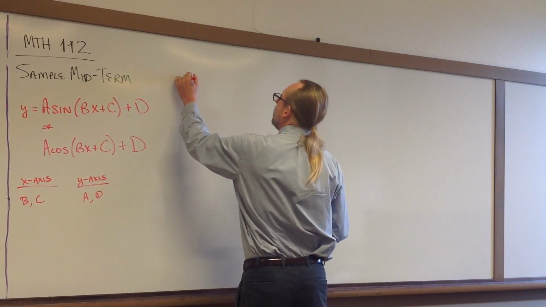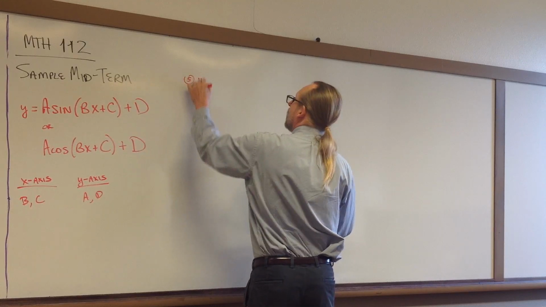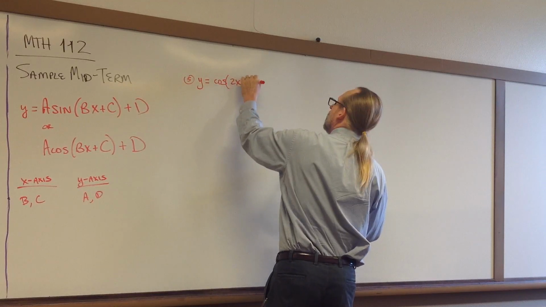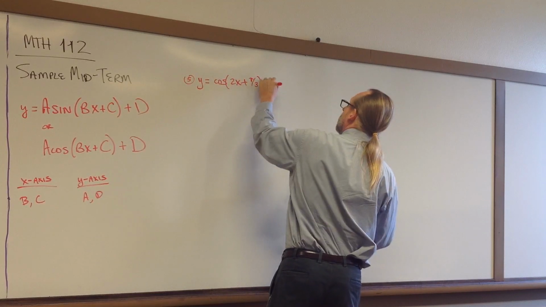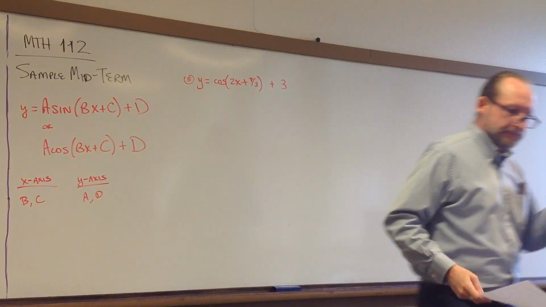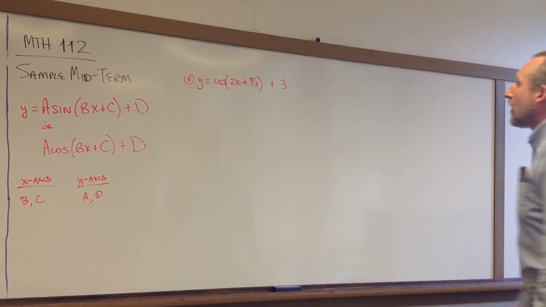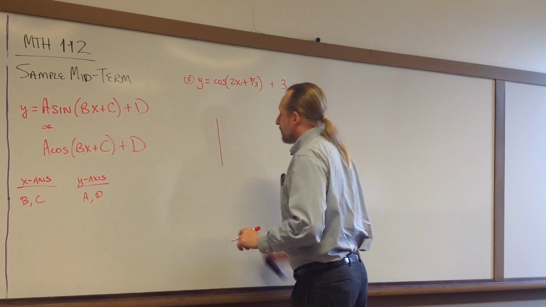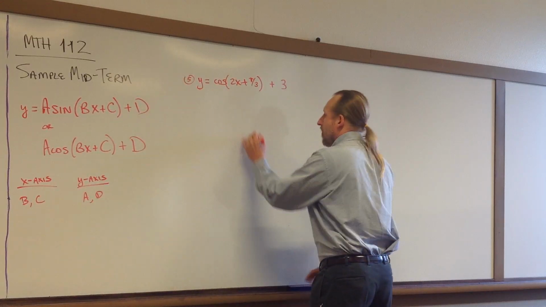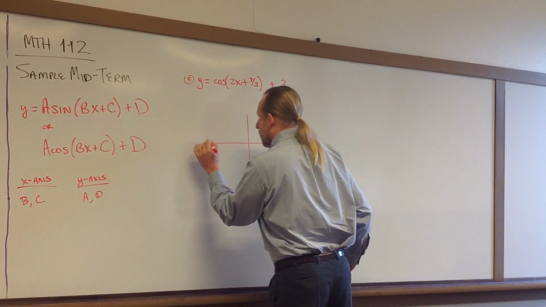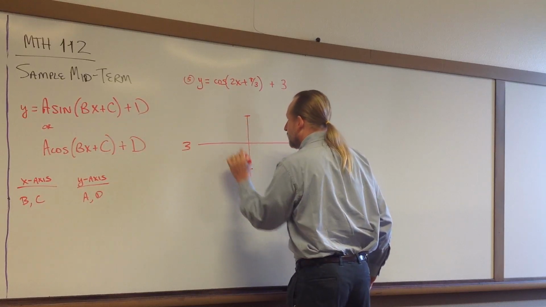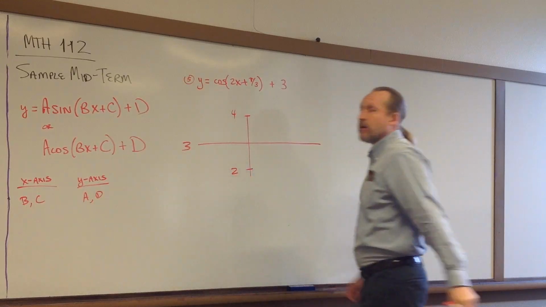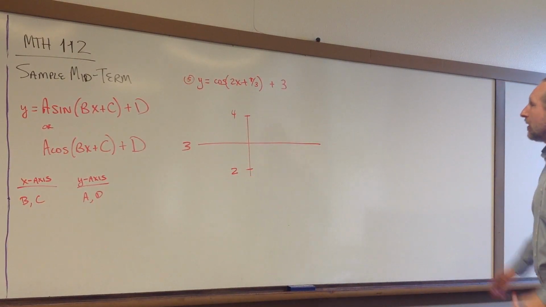Okay, problem 5. What do we have here? Y equals cosine 2x plus pi over 3, plus 3. Okay. So again, let's see, we've got a vertical shift of 3. So that means our midline value will be 3, but our amplitude is just 1, and so it'll go up to 4 and go down to 2. So we've got an amplitude of 1.